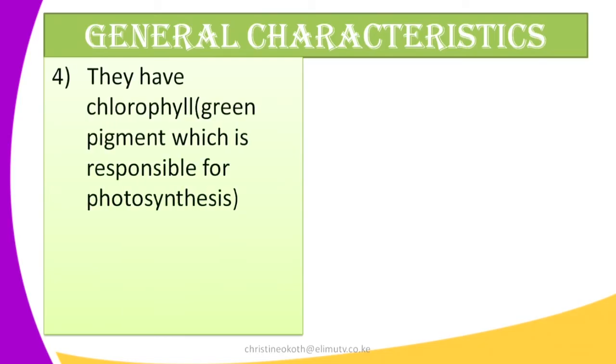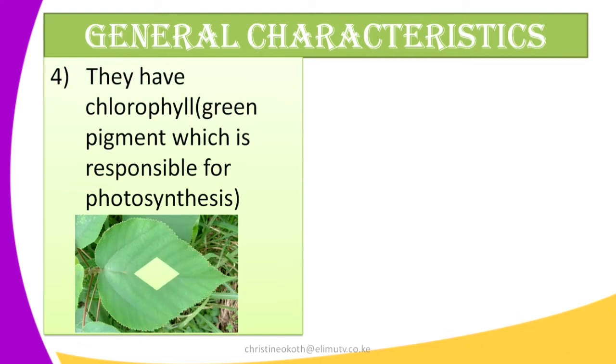Still looking at the general characteristics of plants, they have chlorophyll. That is the green pigment which is responsible for the process of photosynthesis. So a plant will always have chlorophyll. It means that they are autotrophs. They are in a position to make their own food, which is quite the opposite with animals. They are heterotrophs. They cannot make their own food because they do not have the green pigment in them. So they depend on the plants and other animals.